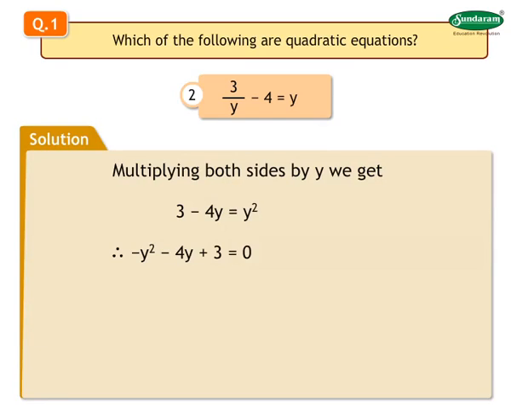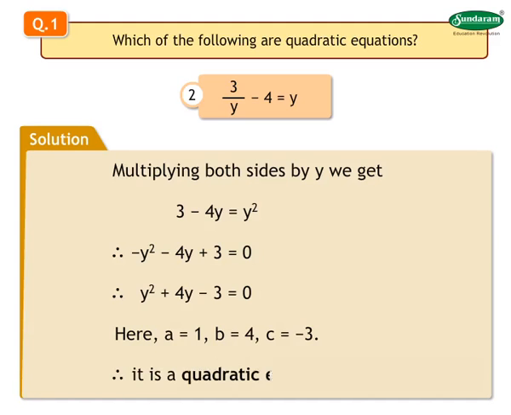That is, minus y square minus 4y plus 3 is equal to 0. That is, y square plus 4y minus 3 is equal to 0. Here, a is equal to 1, b is equal to 4, c is equal to minus 3.